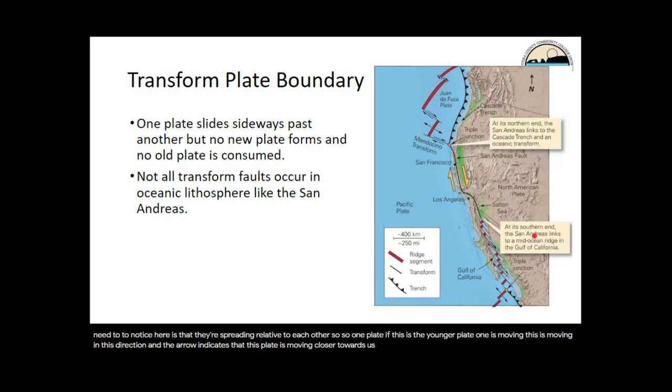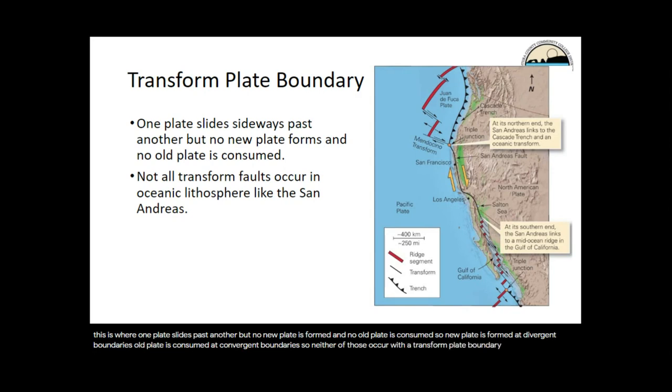So here's an example of a transform plate boundary. Again, this is where one plate slides past another, but no new plate is formed and no old plate is consumed. New plate is formed at divergent boundaries. Old plate is consumed at convergent boundaries. So neither of those occur with a transform plate boundary.